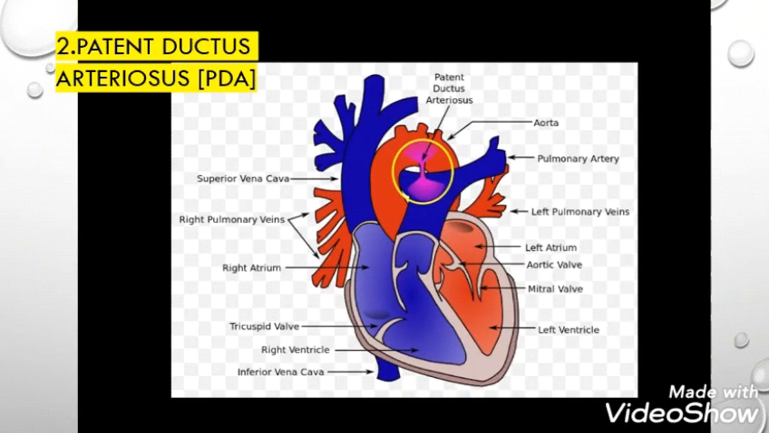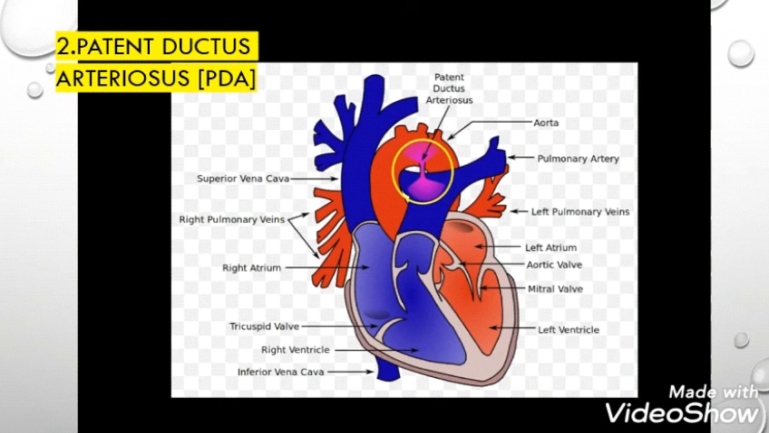Second, patent ductus arteriosus. In the developing fetus, the ductus arteriosus, also called the ductus botalli, is a blood vessel connecting the pulmonary trunk to the proximal descending aorta. It allows most of the blood from the right ventricle to bypass the fetus's non-functioning lung. After the birth, it normally constricts and later closes and becomes the ligamentum arteriosus. But in some babies, it remains open rather than closing shortly after the birth. This condition is known as the patent ductus arteriosus.